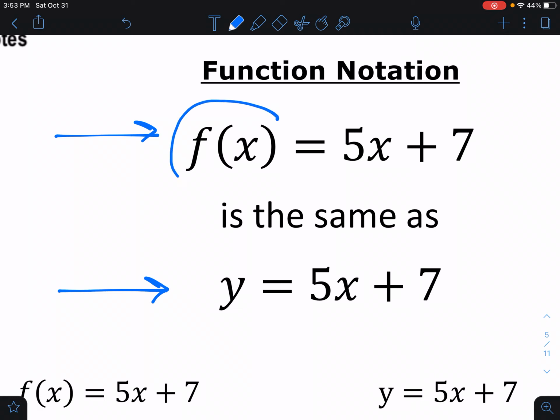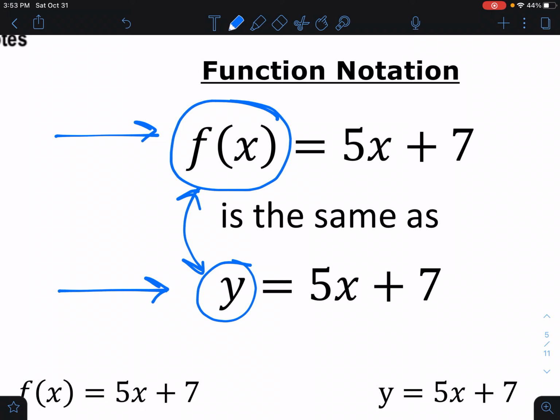So this f of x is how we say it. It does not mean f times x. It's just another way of saying y. So these two things mean the same thing. And so then you might say, well, why the heck do we even use this f of x thing, this function notation, if that's the case?